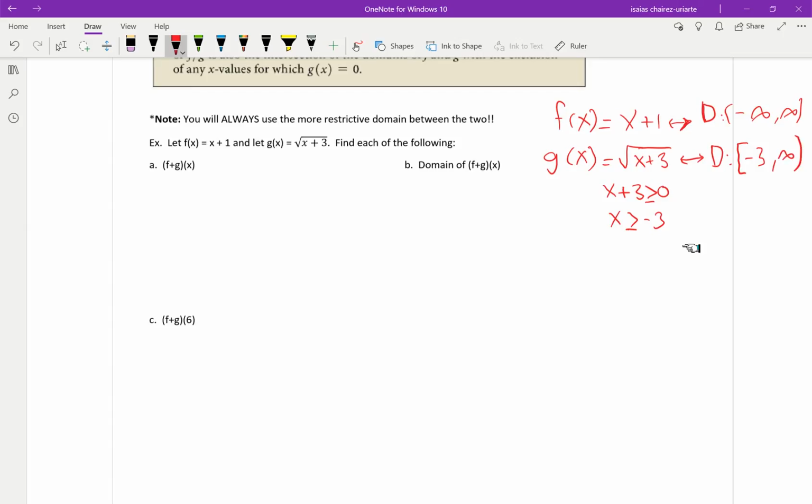The reason why I'm mentioning the domains of the two original functions is because we're going to need them in a second. At this point, if I was you, I would pause the video and try to answer these three things. One of them is compute this new function, f plus g of x. What's the domain of that function? And then we have to do f plus g of 6.